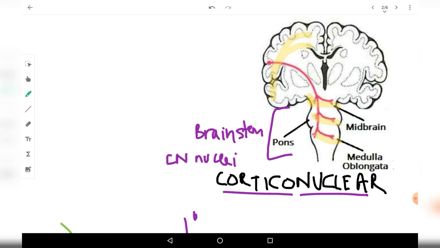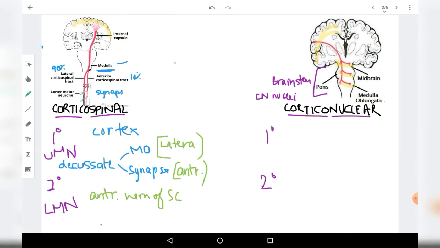Now why is it important to know the level of decussation? Because if there is a lesion at a different level, it will produce different symptoms or deficits on different sides of the body, and we will see that later. So let's write it here. The corticonuclear tract, the primary is again in the cortex, and it decussates at the level of synapse, and the secondary is from the cranial nerve, basically the cranial nerve nuclei.